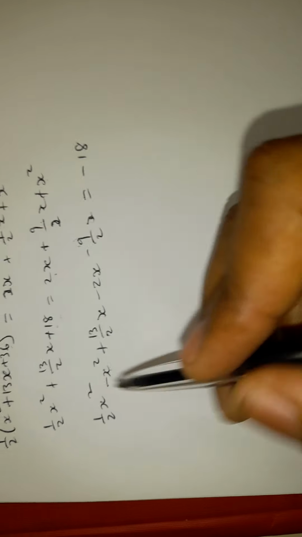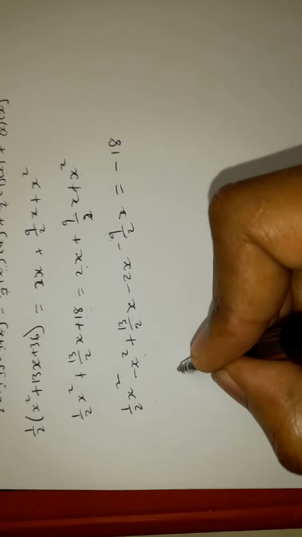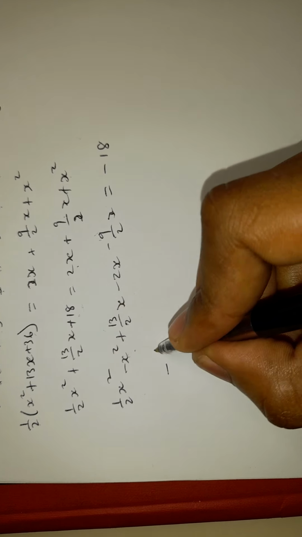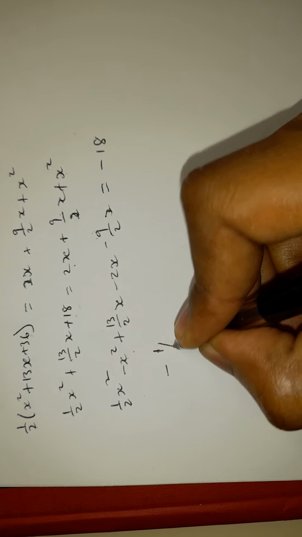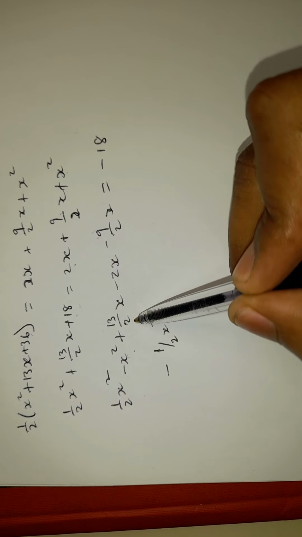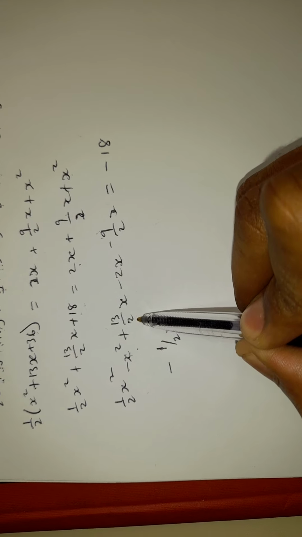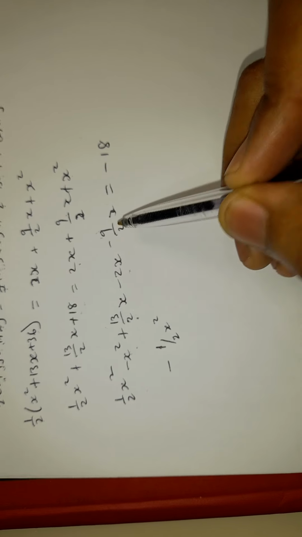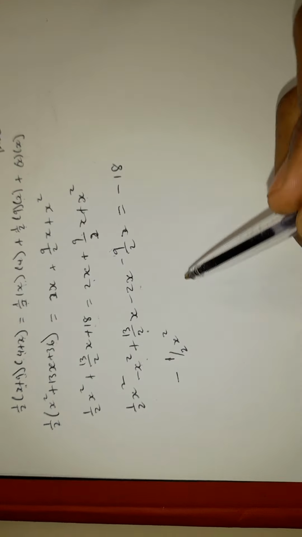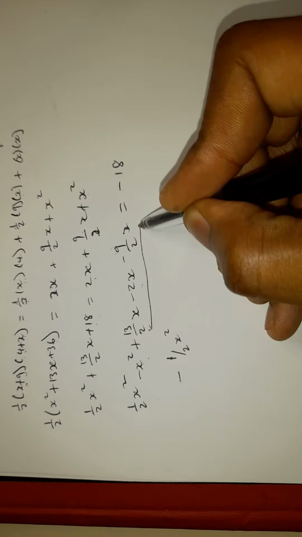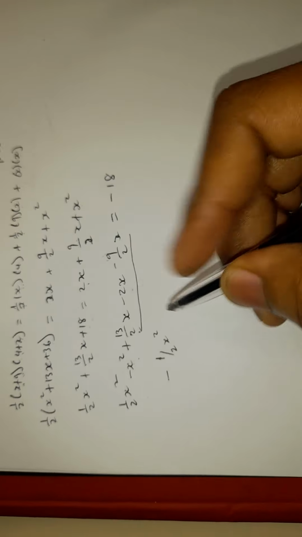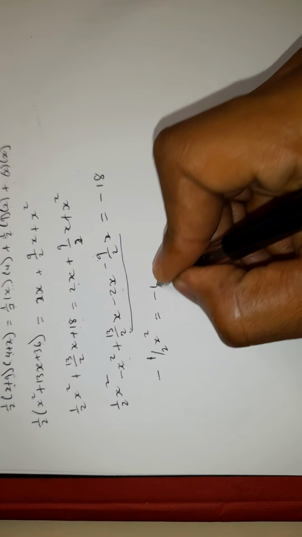And then from here we have 1 over 2 minus 1, that is going to be negative half, right? So negative half x squared, and then we are going to have 13 over 2 minus 2 minus 9 over 2. So that is going to give you 0. All of these are like terms. They are going to give you 0, right? So we can write 0x. So we leave it there, and then we have negative 18.